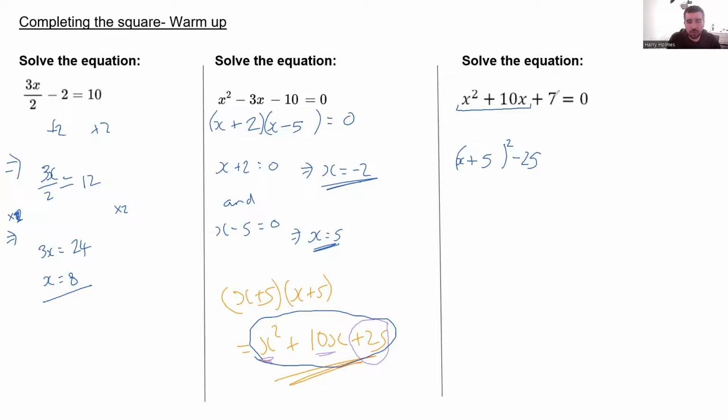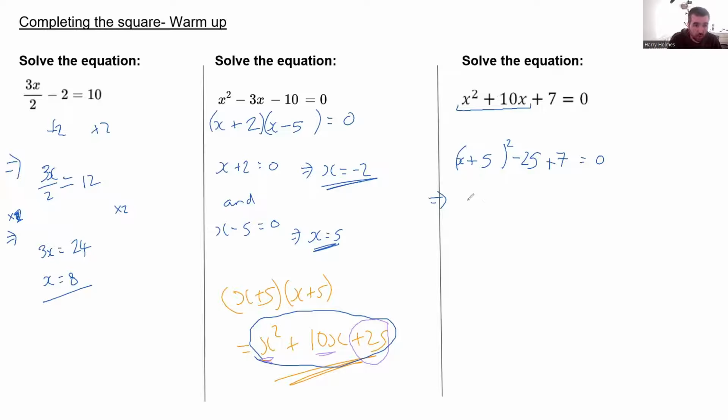What about this 7? It's still there. We haven't done anything with it. So we've replaced this with this. The 7 is still there. So I'm going to write it down. Plus 7 equals 0. Now, clearly, we can tidy this up.